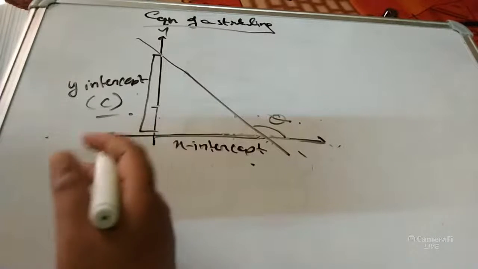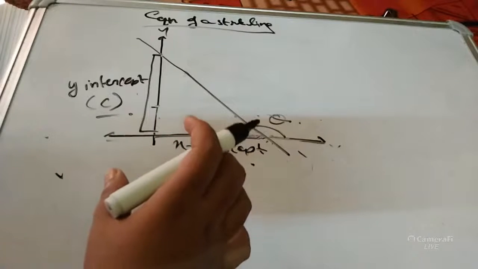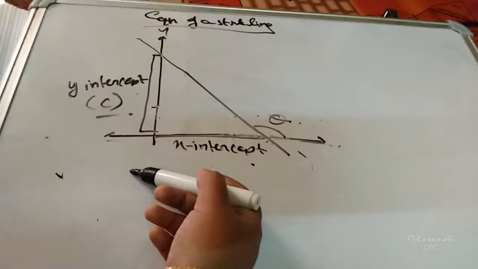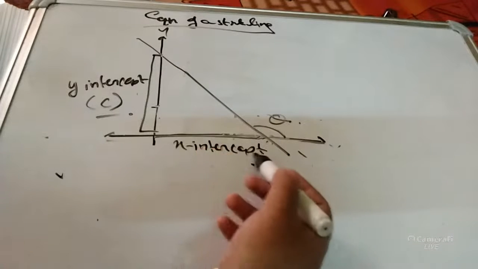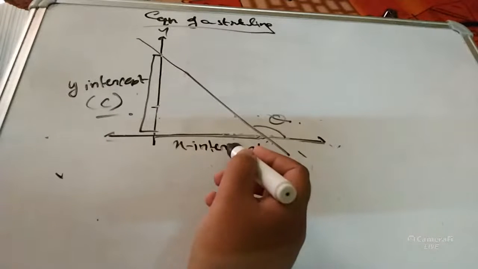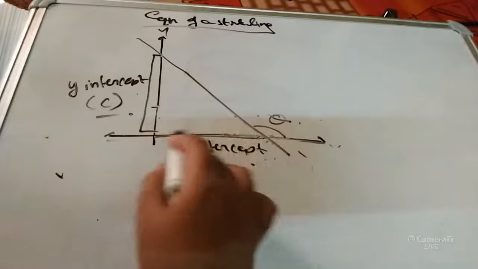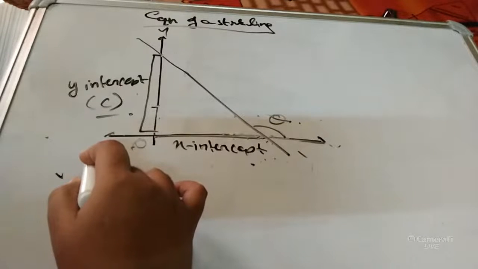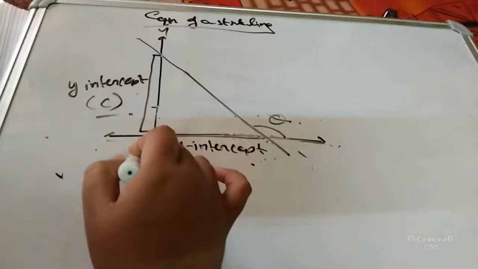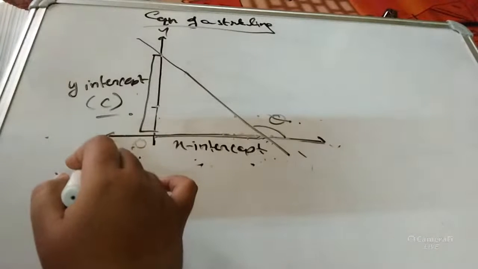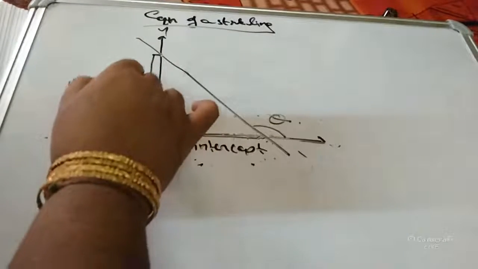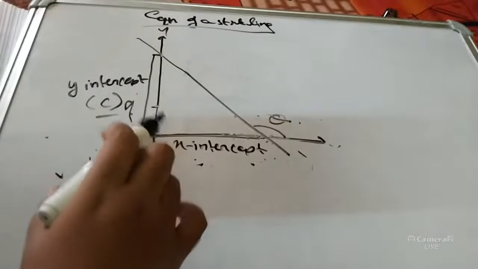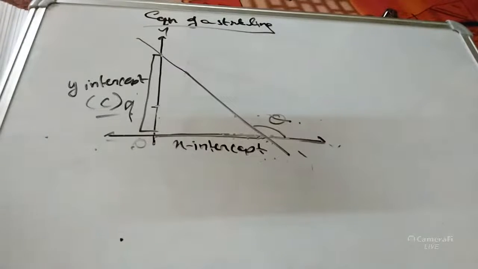What are the conventions of signs of intercepts? The x-intercept is always considered positive if it is measured to the right of the origin. Right side means positive, left side means negative. The x-intercept is positive if measured on the right side of the origin, and negative if measured on the left side of the origin. The y-intercept is positive if it is measured in the upward direction from the origin, and negative if it is measured in the downward direction. So in this way you need to remember the sign conventions of the x and y intercepts.